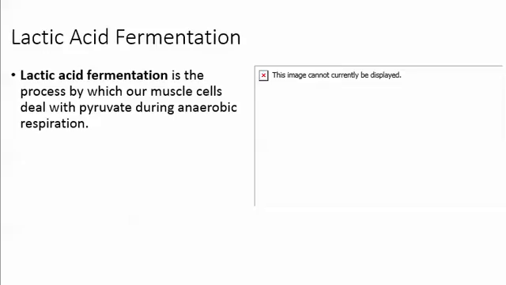Lactic acid fermentation is the process by which our muscle cells deal with the 2-pyruvate that are made during glycolysis in the anaerobic respiration process. So they take these pyruvate molecules and turn them into lactic acid. Now, normally those pyruvate molecules would just go into the mitochondrion and produce ATP during aerobic respiration. But since we don't have oxygen, they turn into lactic acid, which is what we build up in our muscles when we're doing a lot of strenuous activity and not having enough oxygen.